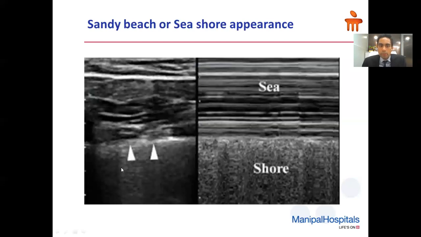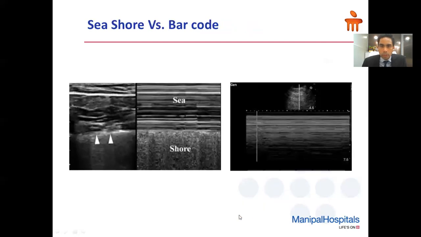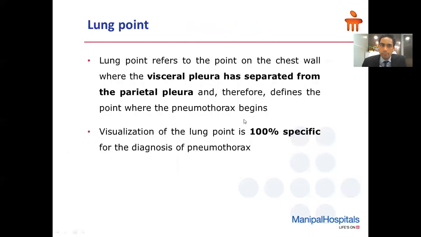Just as an example, the pleura and the lung will look like shore, and the intercostal space and skin and subcutaneous tissue will look like sea. When you have a pneumothorax, that appearance is abolished, and what you will see is what is called a barcode or stratosphere sign, where you will only see sea. There is no shore. This is just to compare. This is seashore sign, and this is barcode or stratosphere sign.